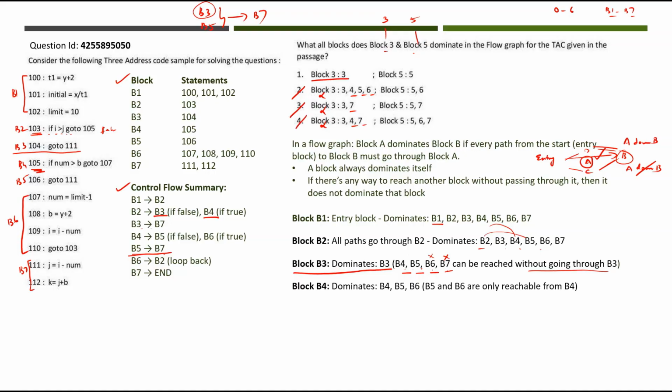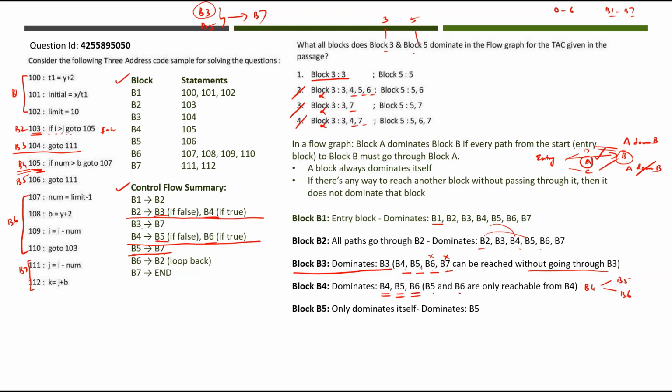Let's take block 4. From block 4, you can move to block 6. This is possible. If it is false, you can move to block 5. So both the possibilities are there, along with dominating itself, which is B4. So B4, B5, B6 is possible from B4. So B4 dominates 3 blocks. B5 and B6 are only reachable from B4, because from B4 only there are 2 branches to B5 and B6. Similarly, B3 is reachable only from B2.